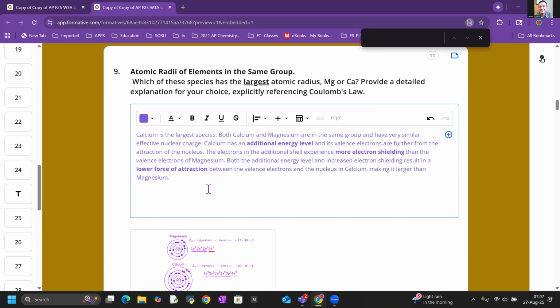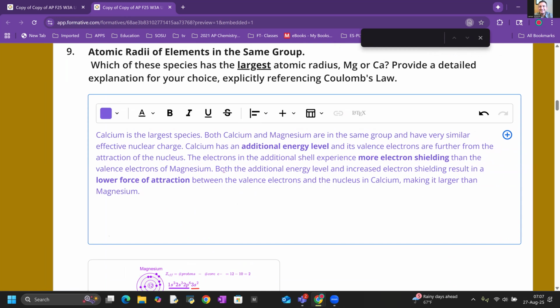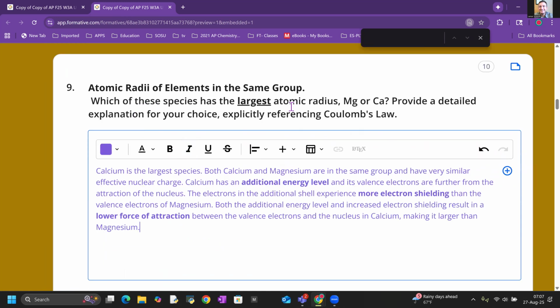And so what we see here is calcium is the largest species. So I asked which of these species has the largest atomic radius, and clearly I said calcium is the largest species. I probably could say calcium has the largest radius, but nonetheless, it's really easy for my grader to tell what my answer is.